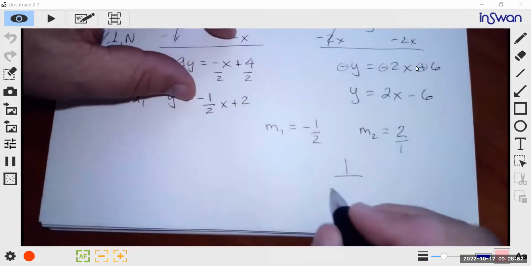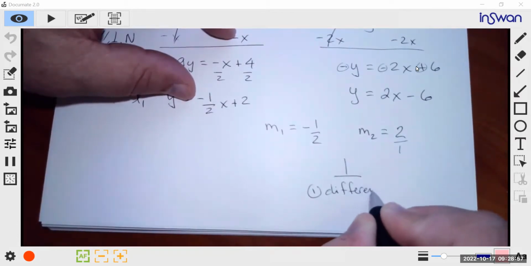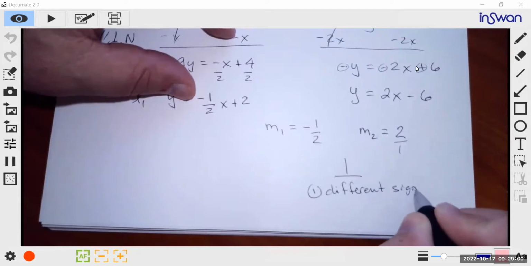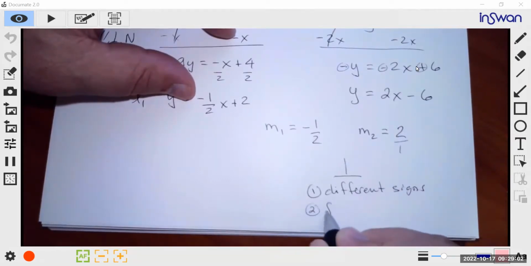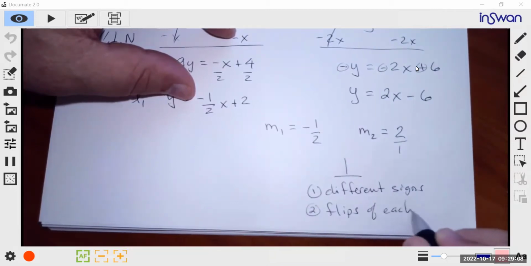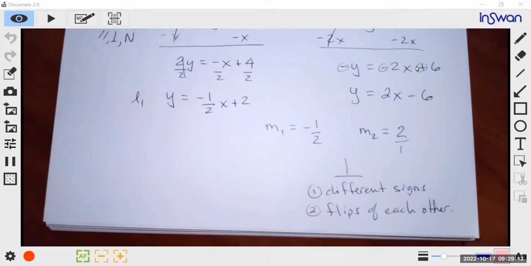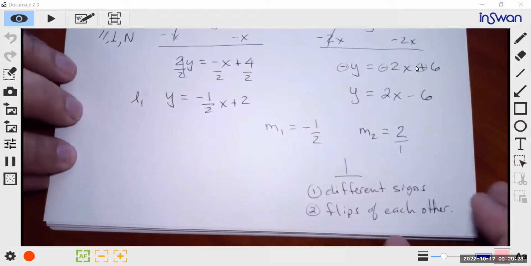Because to be perpendicular, you have to have 2 things. Different signs. Flips of each other. So if you have that, then it's perpendicular. Let's do one more.